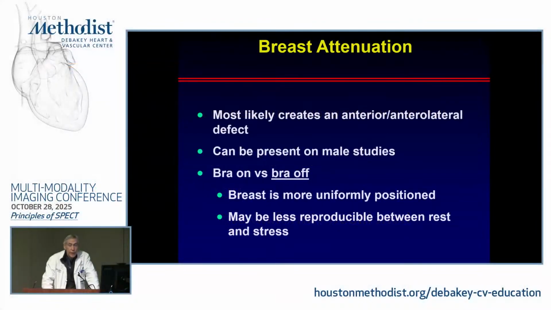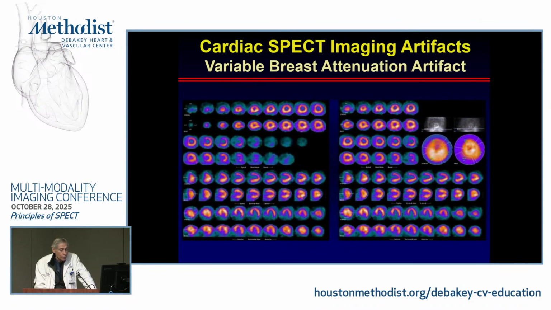Okay, another issue is breast attenuation. This can also be seen in male patients. It's not just female patients. And part of the problem with breast attenuation is also differential breast attenuation. So for instance, on the left-hand side, on the top panel, you can see a defect in the anterior wall on the stress images, but on the rest images, there's no defect.